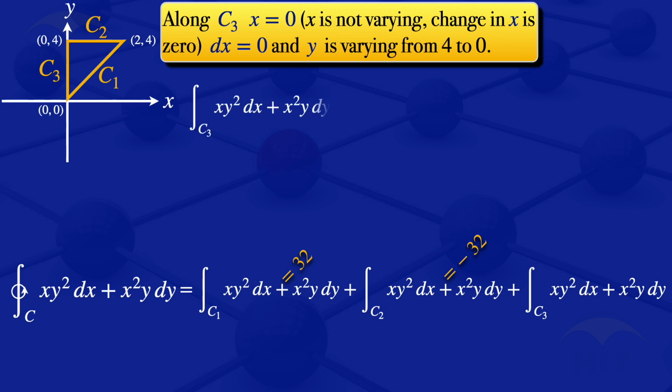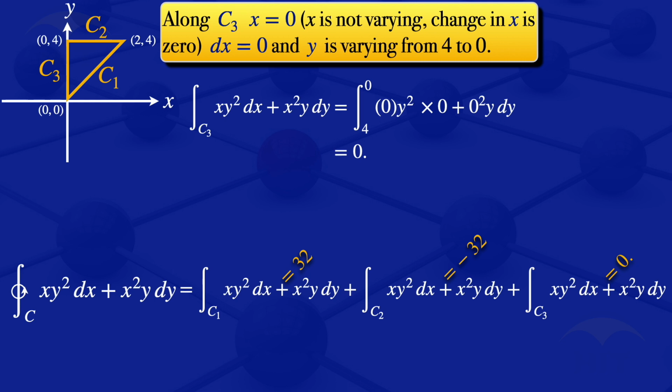And then we go on to evaluate the integral of xy squared dx plus x squared y dy along the curve C3. Our limits, as we said, are from 4 to 0. So it will be the integral from 4 to 0 of 0 times y squared times 0 plus 0 squared times y dy. So that part will just give us 0. So the integral along the curve C3 is 0.